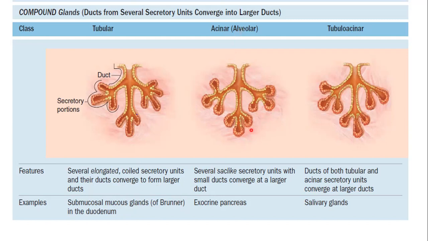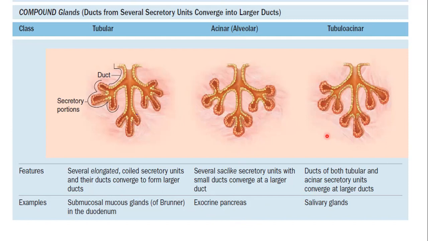Where do we find such glands? An example is the exocrine pancreas. The pancreas has two parts. The pancreas is an exocrine gland, and at the same time it is an endocrine gland, producing insulin, glucagon, and somatostatin as hormones, and producing pancreatic juice as an exocrine gland.